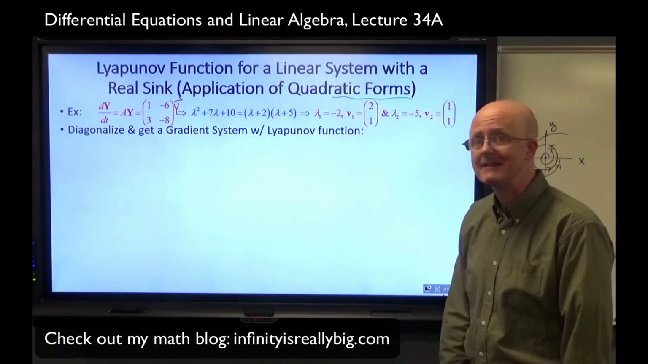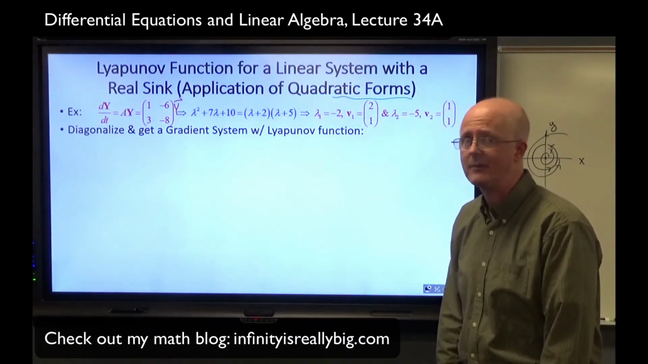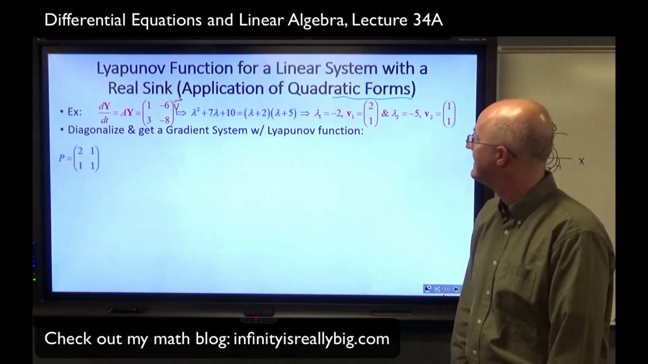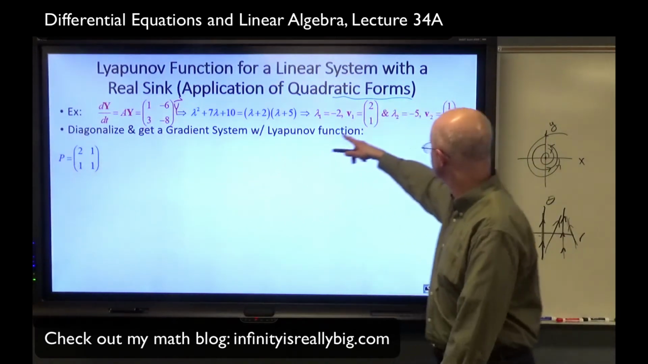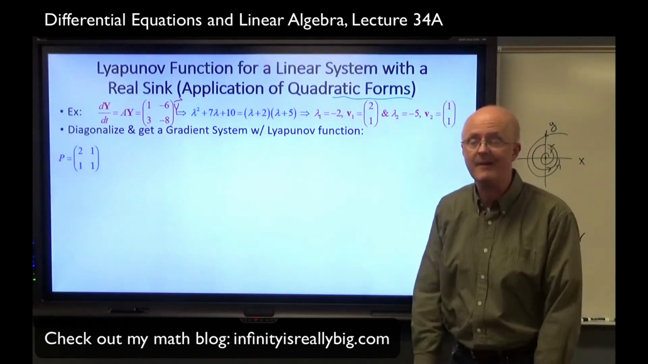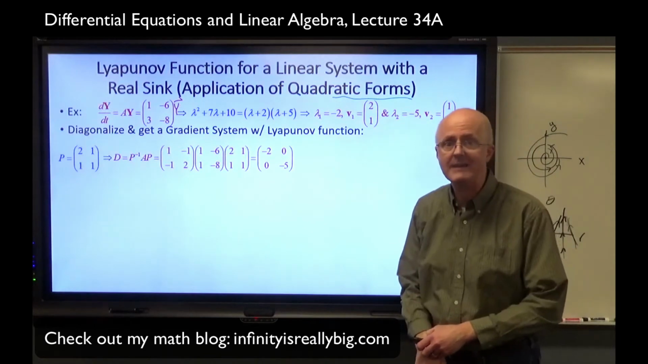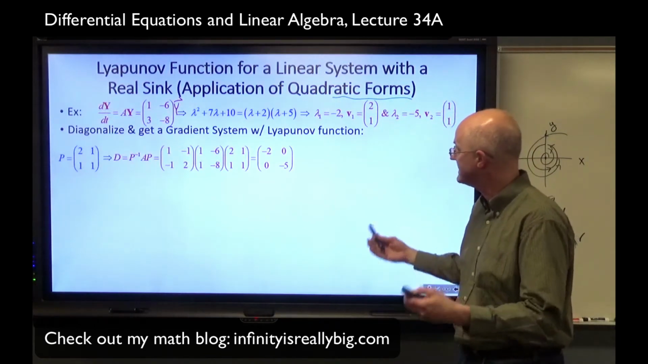When you diagonalize it, you do get an uncoupled system. Completely decoupled is another way to say it. There's my change of coordinates matrix. Notice the columns are the eigenvectors of A. That's P. P inverse AP will be a diagonal matrix. Our theory from previous lectures guarantees that.